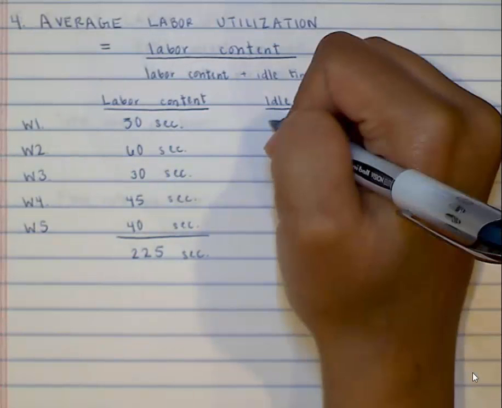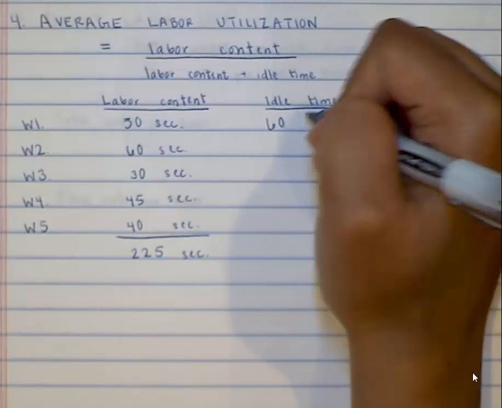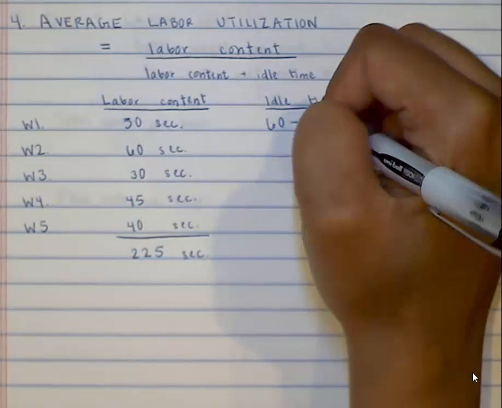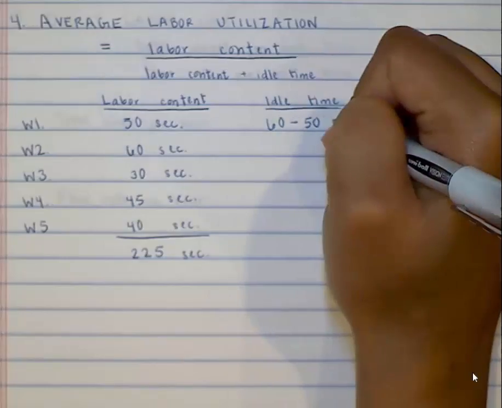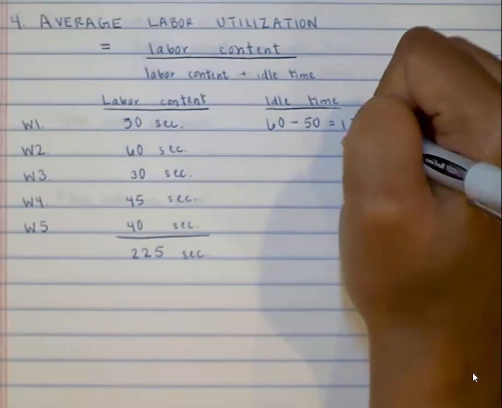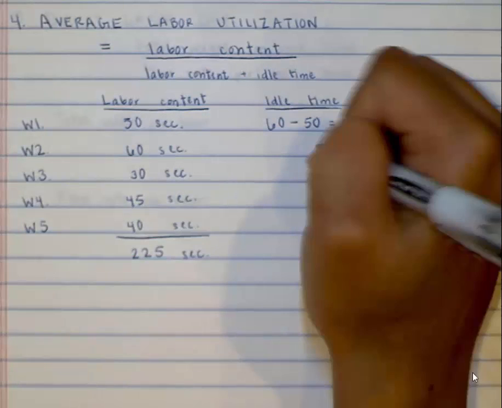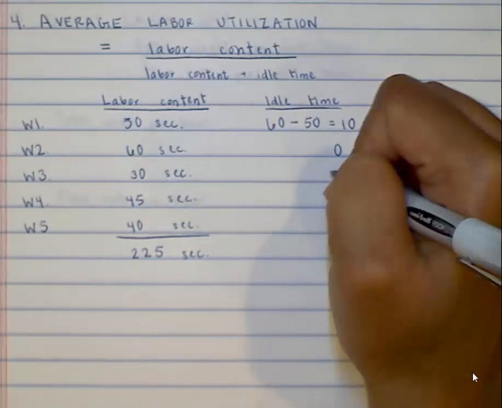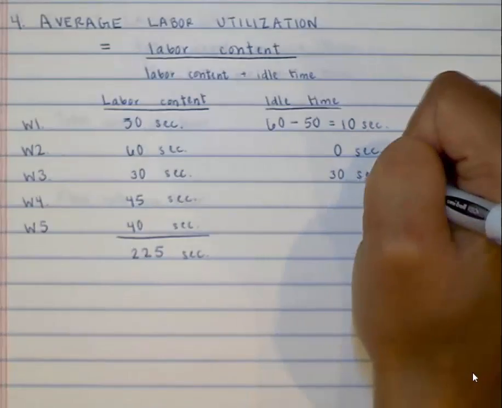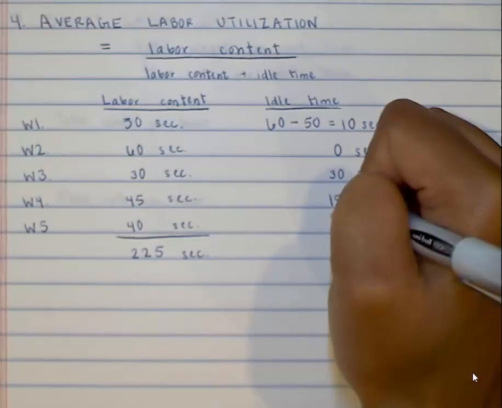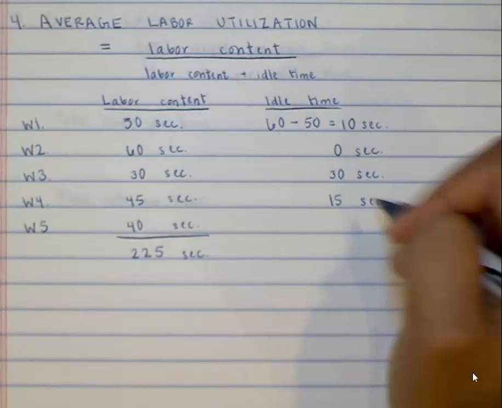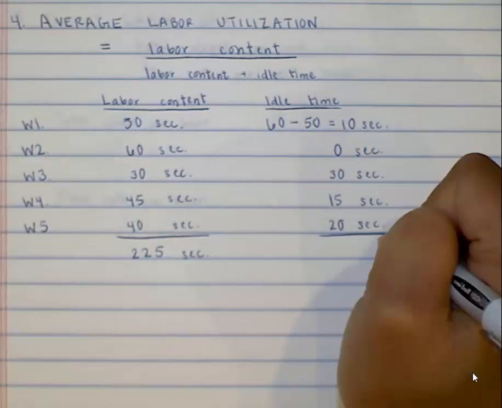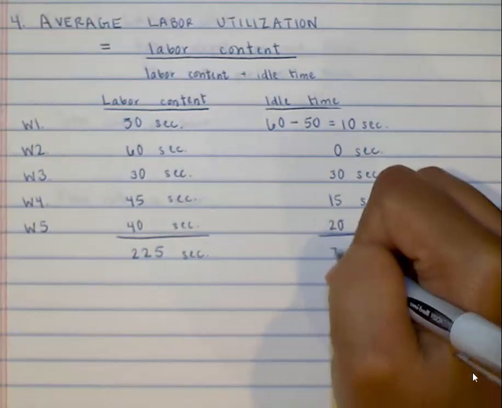Now for idle time, because the process capacity is 1 unit per 60 seconds, worker 1 is idle for 60 minus 50 seconds, which equals 10 seconds. Worker 2 is idle for 0 seconds, 60 minus 60. Worker 3 is idle for 30 seconds, worker 4 for 15 seconds, and worker 5 for 20 seconds. Summing this up gives us 75 seconds.